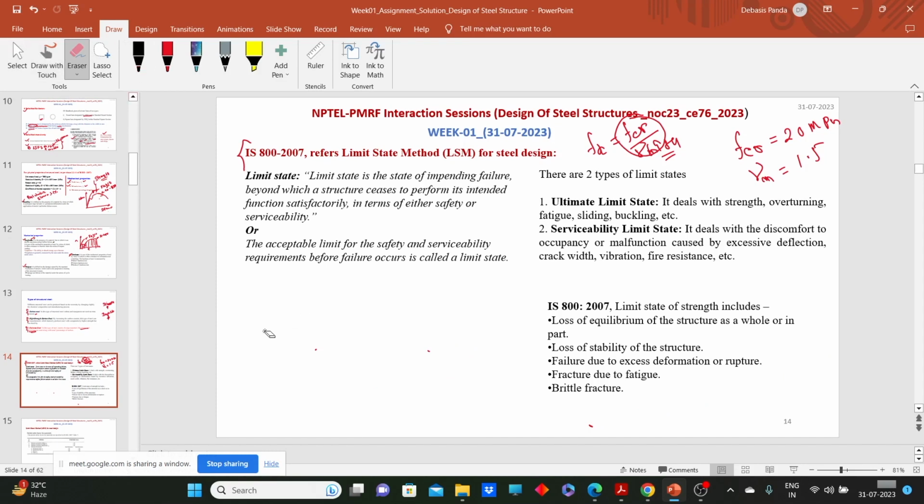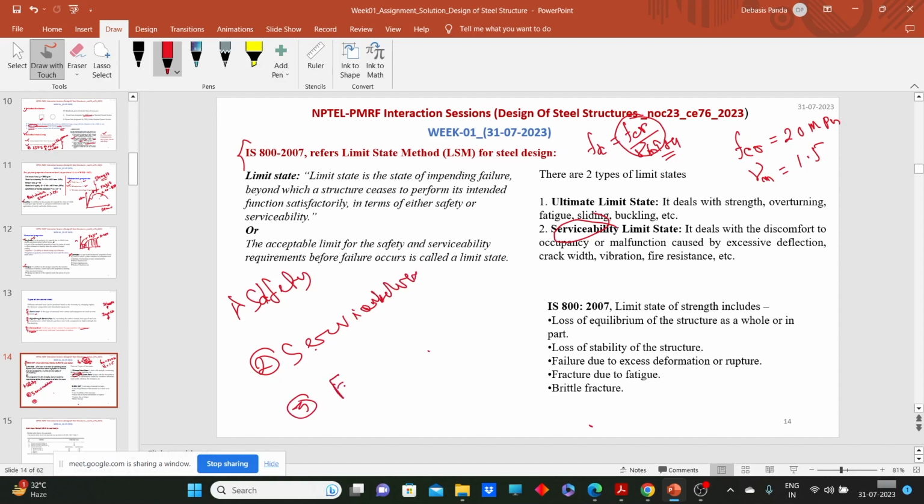First, we need to ensure the safety. Yeah, first thing, we need to ensure the safety. Secondly, we need to ensure the serviceability. Thirdly, we need to ensure the economy also. If I give a design in which a lot of money is being spent, the client will not accept that. Okay, so these 3 things we need to be very clear about while designing.